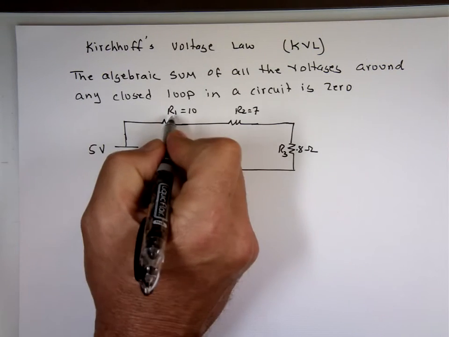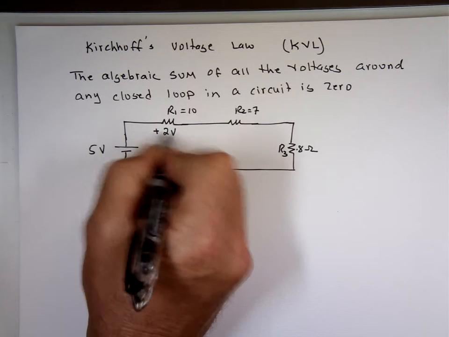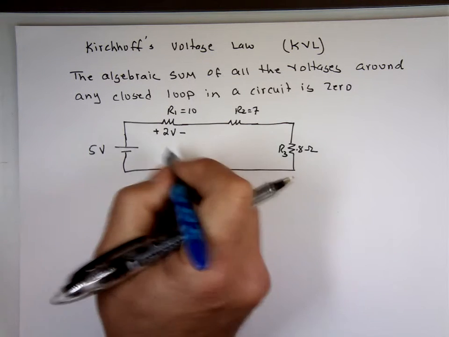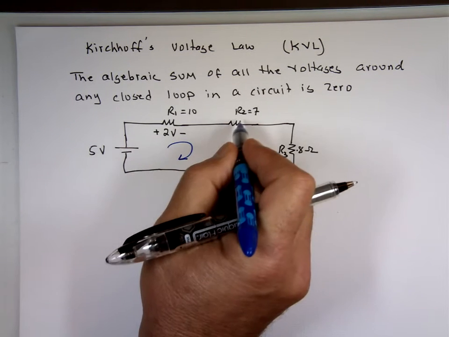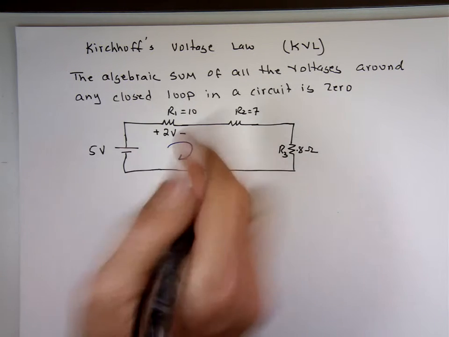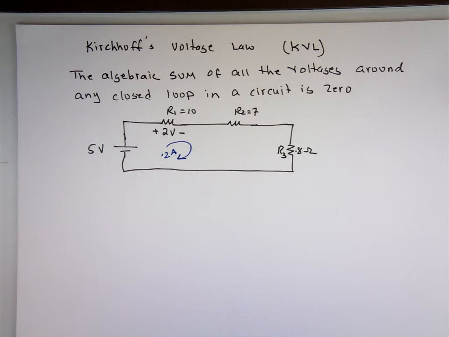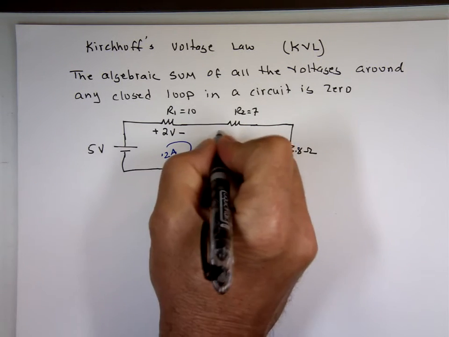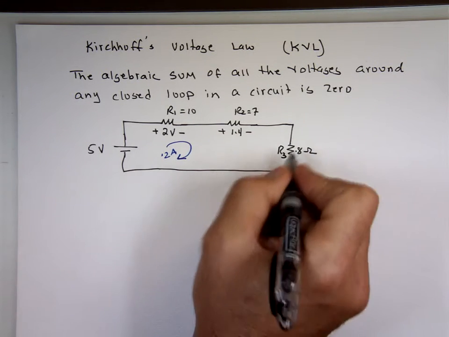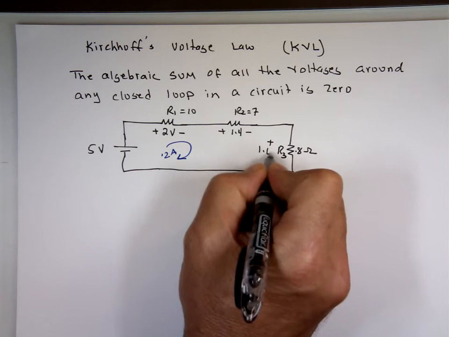So the voltage here, what's 0.2 times 10? 2 volts, because the current's going this way. The voltage here, 0.2 times 7, because the current was 0.2 amps through it. So 0.2 times 7, that's 1.4. And the voltage here, 0.2 times 8, 1.6 volts.